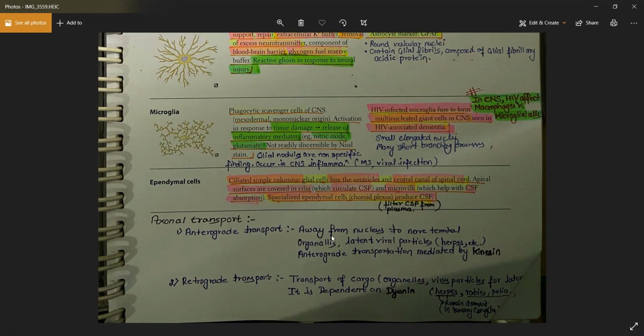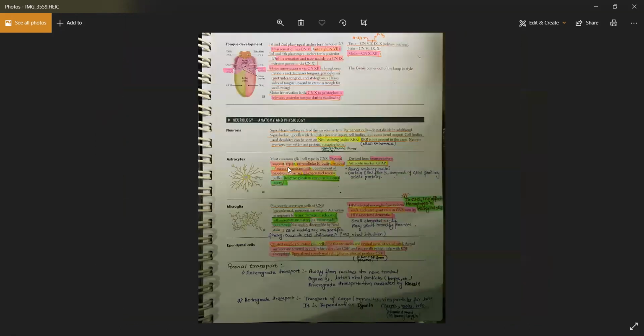And the activation of all these viruses is done by the anterograde transport. Any doubt on that part? No, thank you.